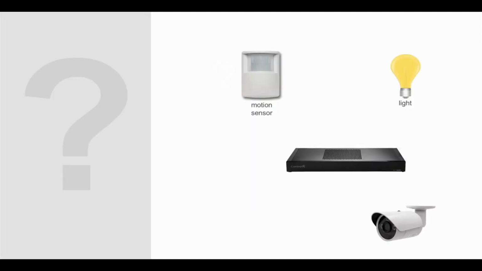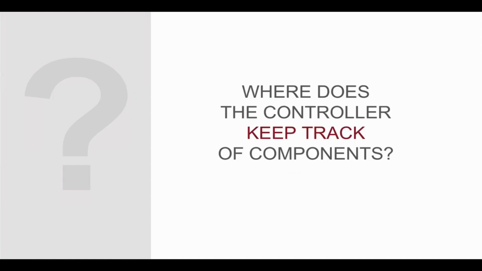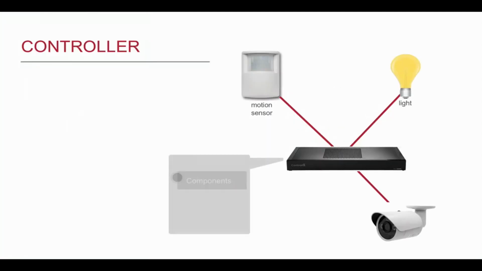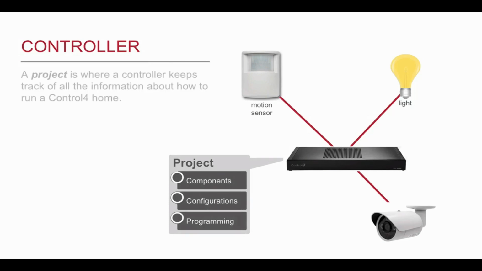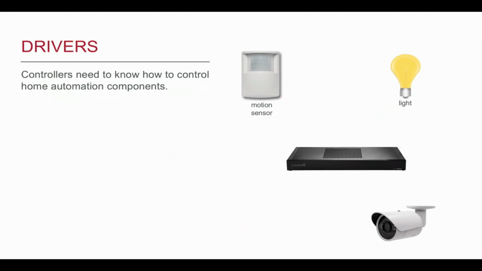In order to control and automate all the components in a home, the controller needs to know they exist. So where does the controller keep track of components? It stores information about all of the components and their configurations, along with all the programming on how those components are supposed to work together in a project. Put most simply, a project is where the controller keeps track of all the information about how to run a Control4 home. And that brings us to our next concept: drivers.